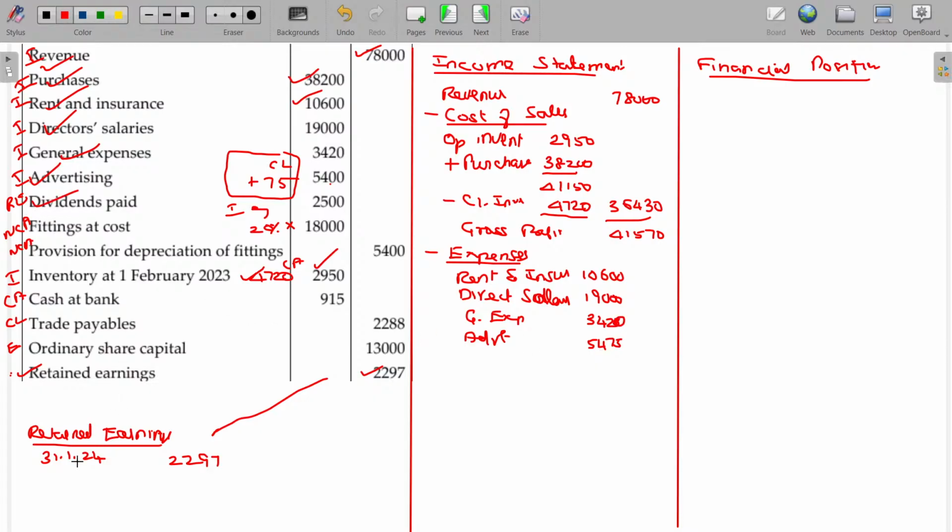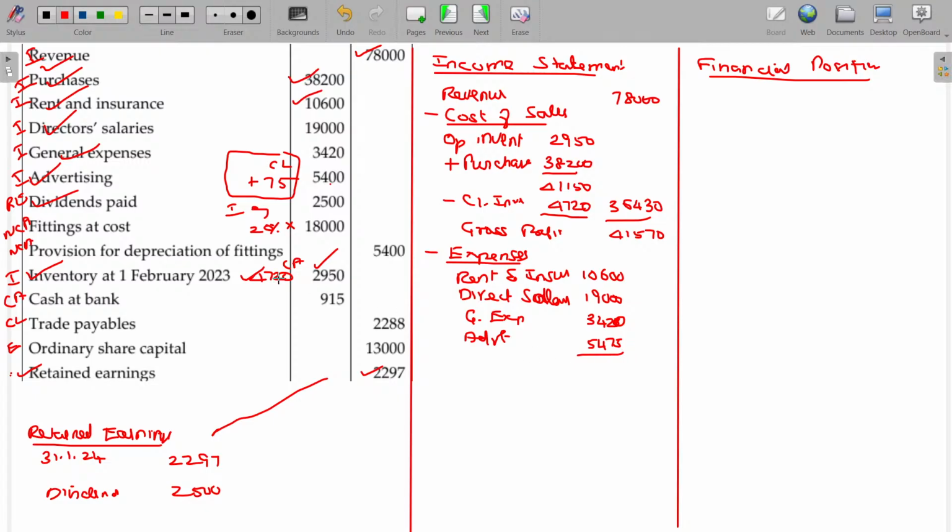Dividend paid should be subtracted from here. Retained earnings 2,500. And inventory in the year end also be completed. That's all.